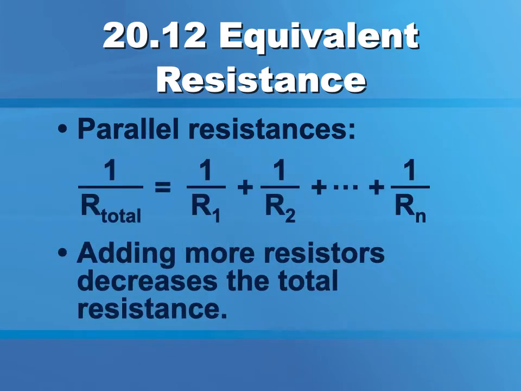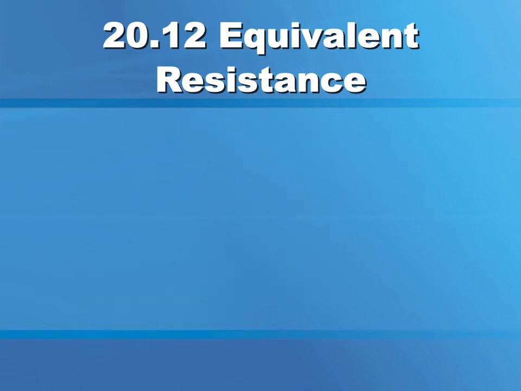So because of this reciprocal nature, when you add more resistors in parallel, you actually get less resistance total, which is kind of interesting if you think about it. Okay, but if you add resistors in parallel, you actually lower the resistance total. Okay, so equivalent resistance.